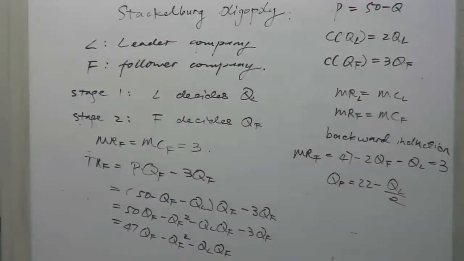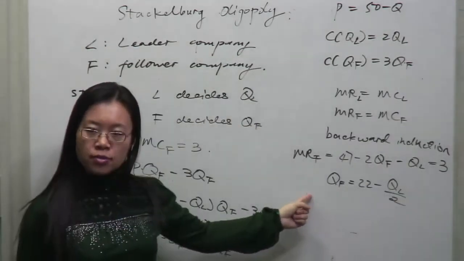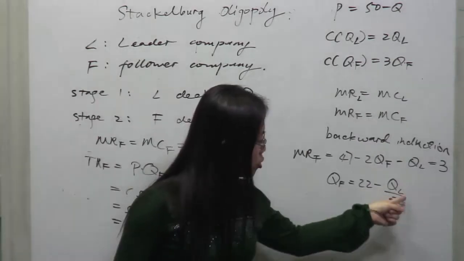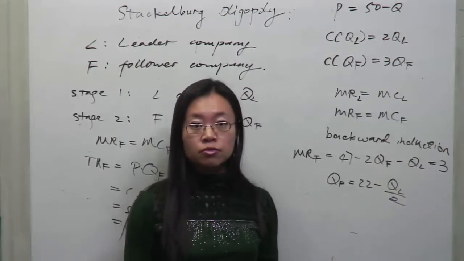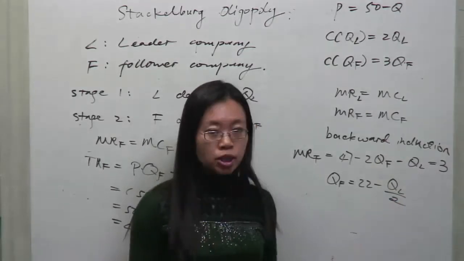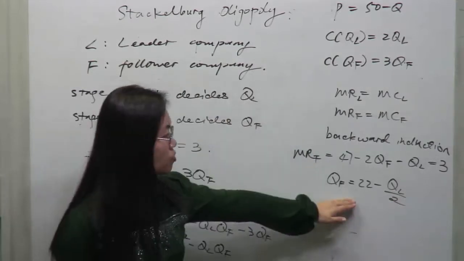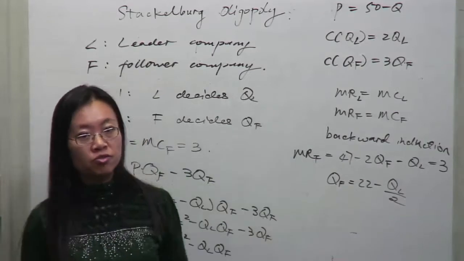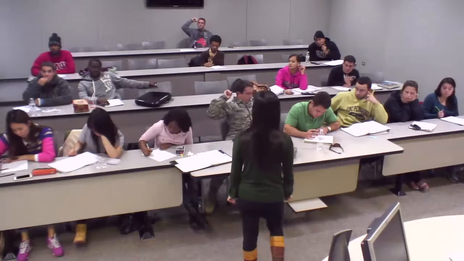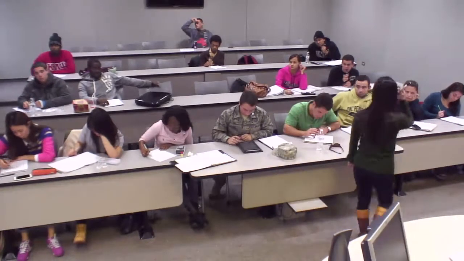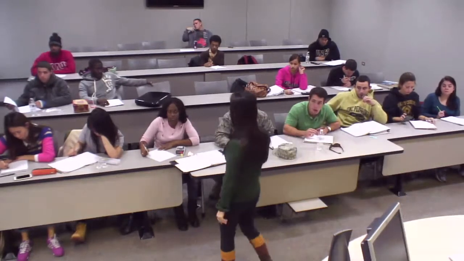So we know this is the Follower's decision, right? This is what we call the best response function for the Follower. Once they see QL, they're going to plug it into this expression, and then the Follower knows what to do. If QL is 20, QF is going to be 22 minus 10, which is 12. So far we have solved the decision for the Follower, given the information from the leader. Now we have to figure out the decision for the leader.